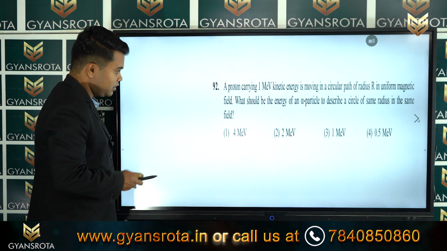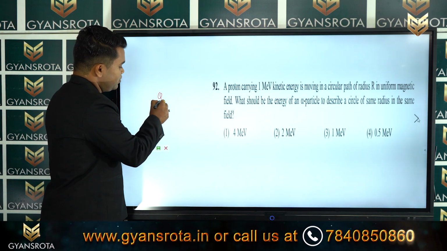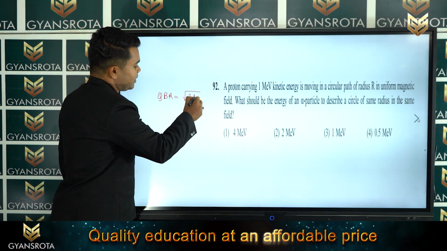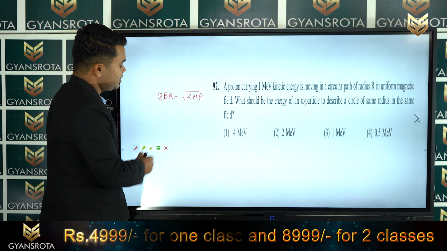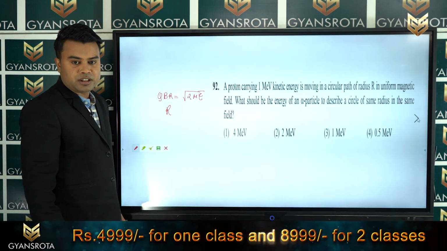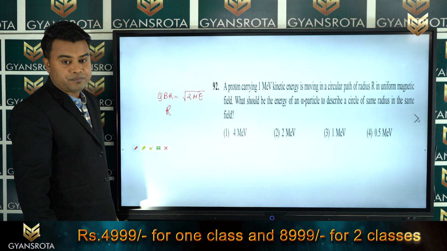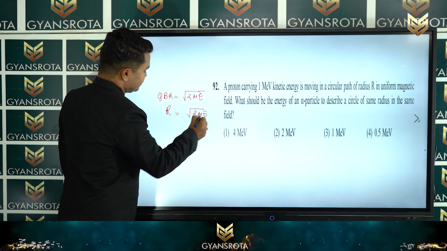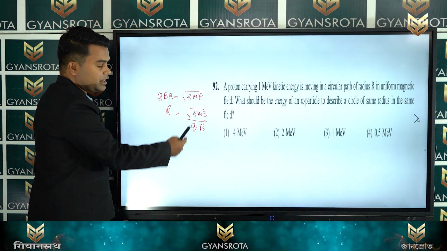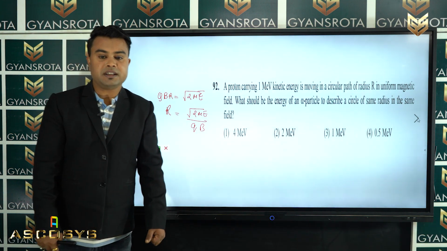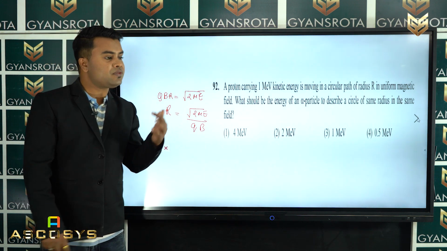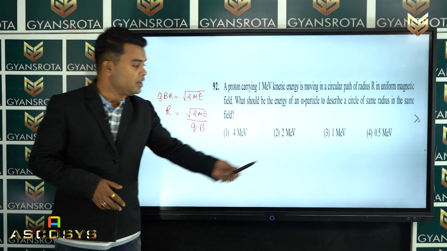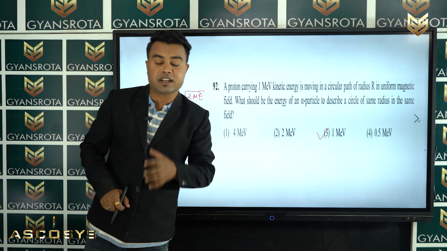You will be using qBr is equal to root over twice m times the energy, that is the kinetic energy. So you need to find out the energy of the alpha particle. For that you need to find out the radius at first. Capital B or small b, capital Q or small q, it doesn't matter, it's the charge only. With the help of this formula you can initiate, and you will find that the correct answer for this question is coming out to be 1 mega electron volt. So number 3 is the right answer.